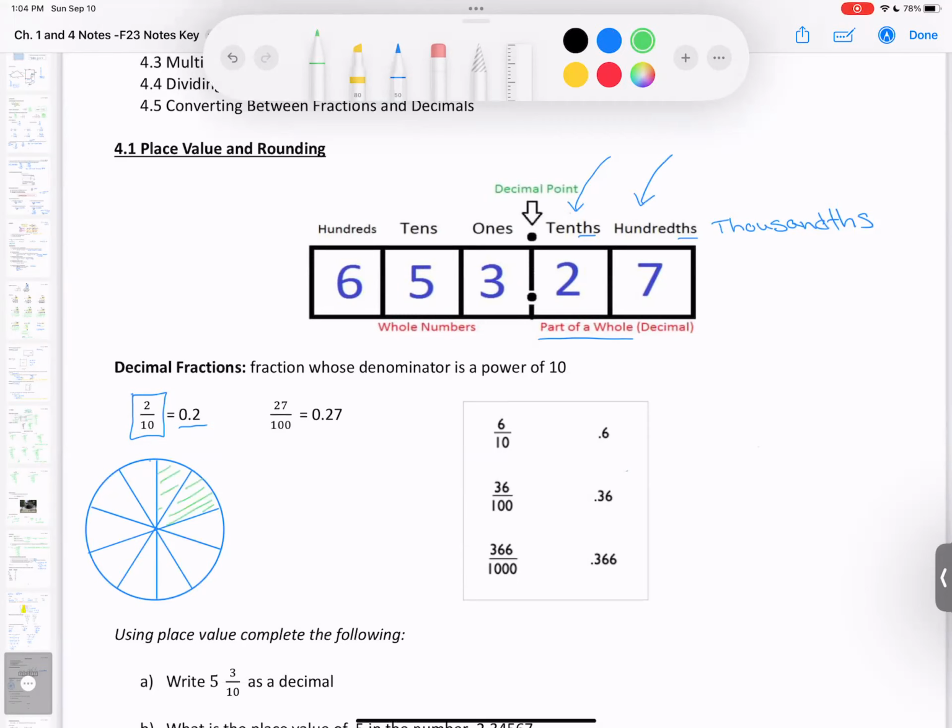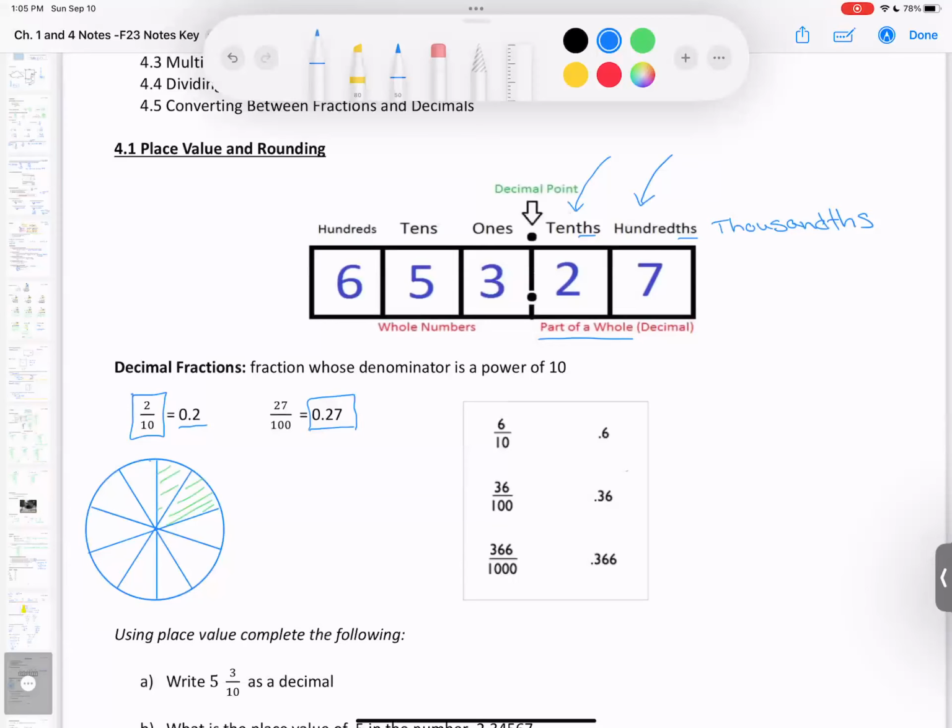Okay, next one. If we have 27 over 100, that's just another way to write 0.27, or the correct way to say it would be 27 hundredths. In other words, you have 100 of something. Let's say you divided a pizza into 100 pieces. Now you have 27 of those pieces.